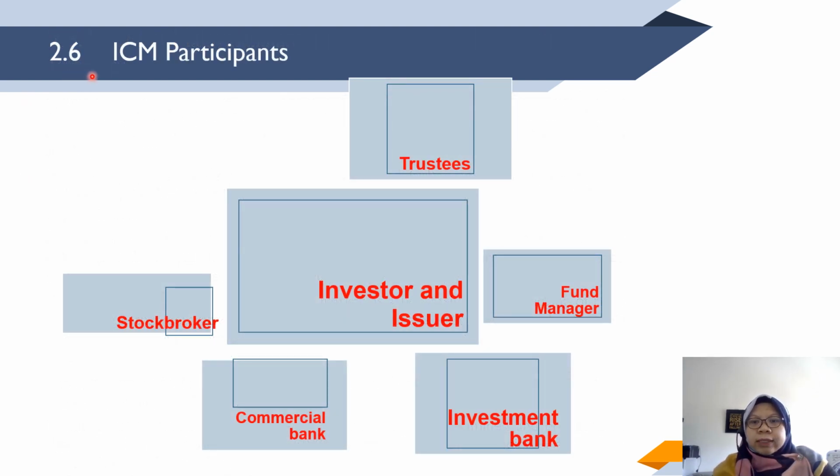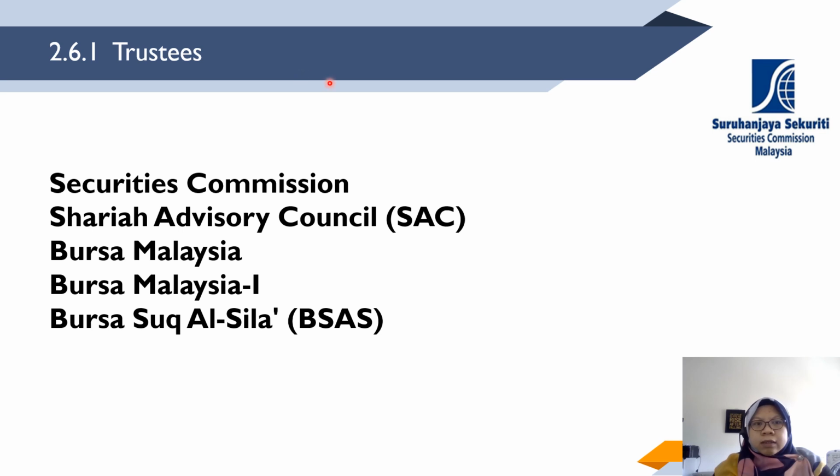Okay, next 2.6 Islamic capital market participants include trustee, fund managers, investment bank, commercial bank, stockbroker, and investor and issuer. Okay, so let's go one by one. Okay, they are trustee under Islamic capital market participant. Number one, Security Commission. Number two, Sharia Advisory Council, SSC. Number three, Bursa Malaysia. And then number four, Bursa Malaysia I. And number five, Bursa Sukuk Asila, BSAS. Okay, so first, Security Commission.